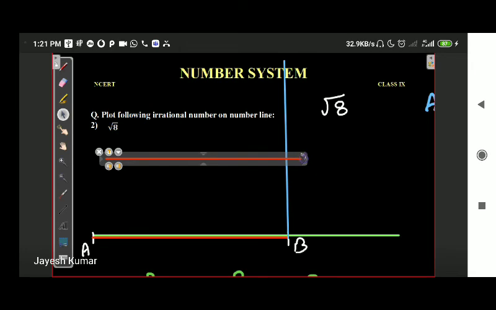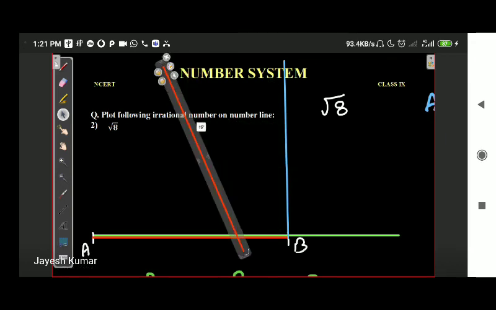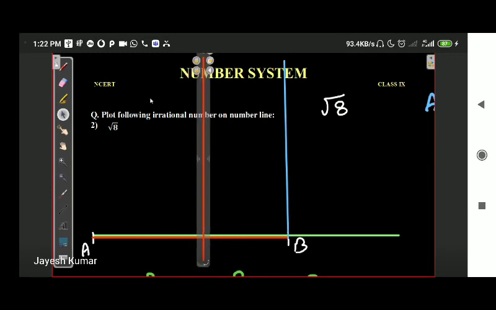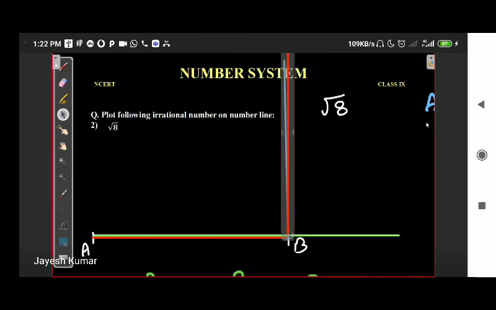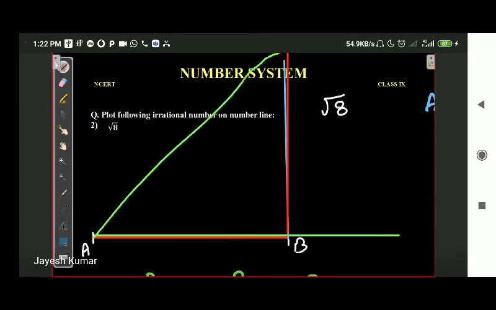So let me rotate it. I am trying to take exactly the same dimension, so as to keep the authenticity of my diagram. My perpendicular was not correct. So this is my 2 centimeter. Lastly, I have to join this A to the top of this red line.